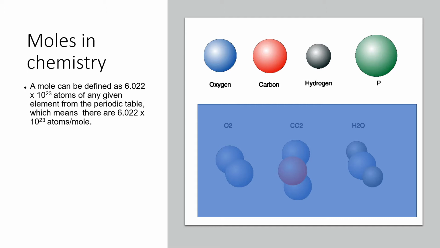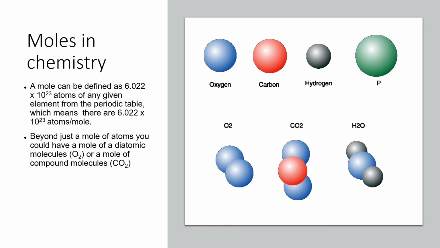Things get a little bit more interesting when we start talking about moles of compounds. So let's say we have the diatomic molecule oxygen, or O2, or we have compound molecules such as carbon dioxide or water, H2O. So in this case, a mole is still the same thing. We have a mole of CO2, 6.02 times 10 to the 23rd molecules of CO2.